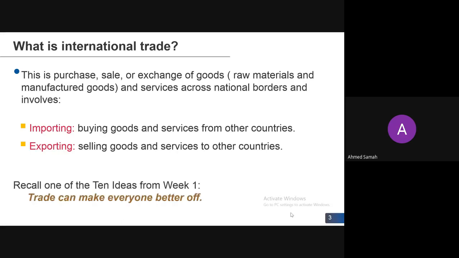Then if we go back to week 1 where I talked about 10 ideas of economics, I emphasized that trade can make everyone better off. So how does trade make everyone better off? That we will learn in this particular lecture.